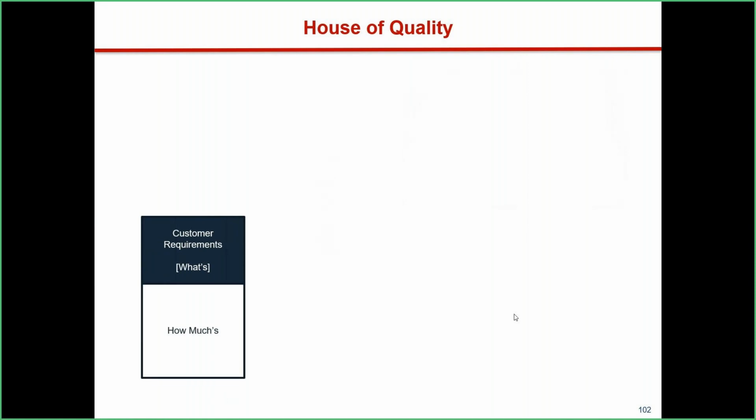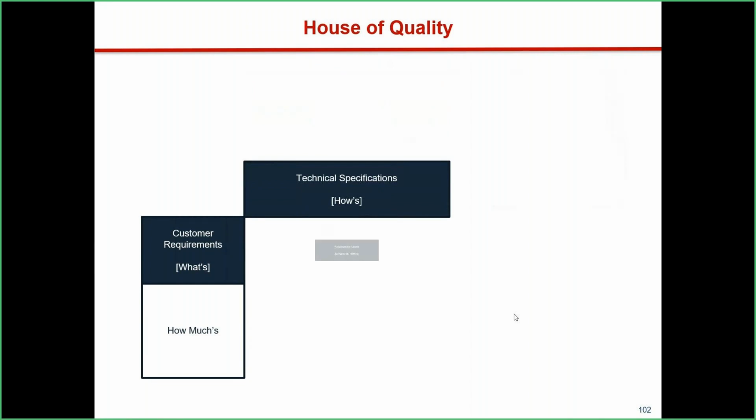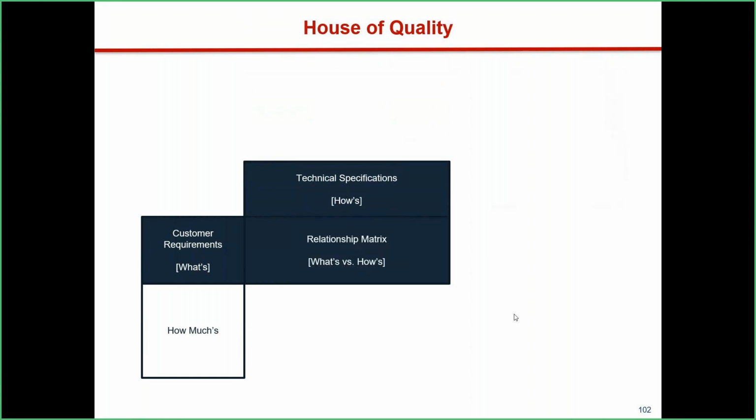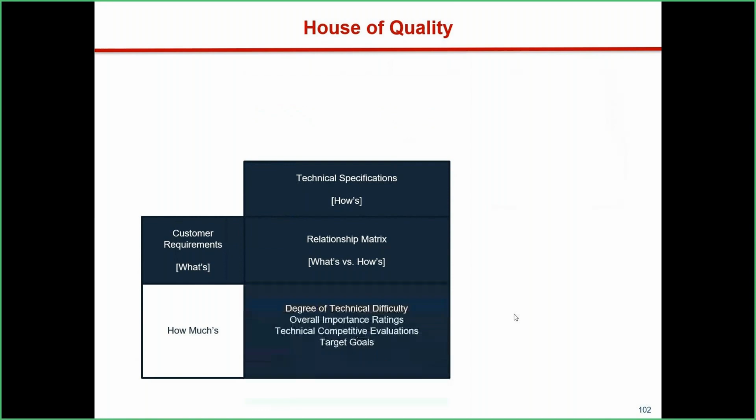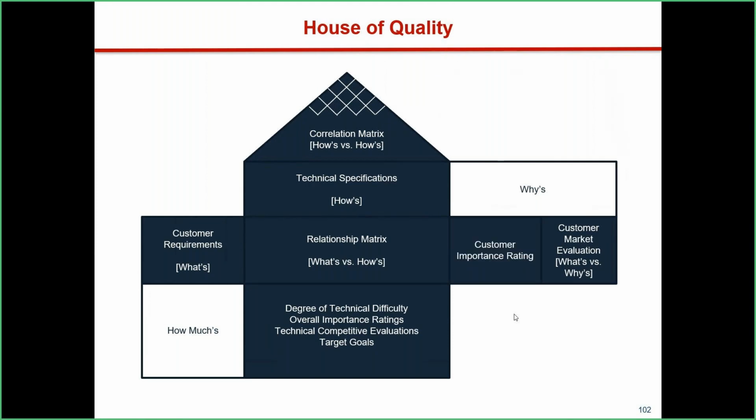So customer requirement, what? Technical specification, how. Relationship matrix, what and how. It requires technical degree of technical difficulty, overall importance rating, and there is a lot in it. Then the whys, the correlation matrix, house versus house, customer market evaluation, customer importance rating.